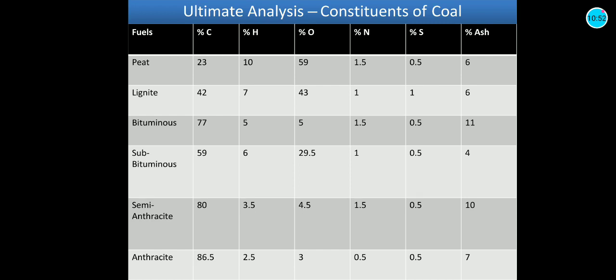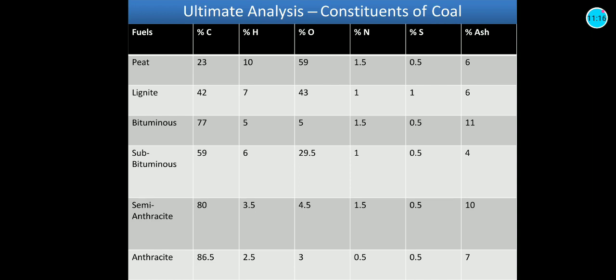is 6. Same as lignite, the percentage of carbon, hydrogen, and oxygen is 42, 7, and 43. Percentage of nitrogen and percentage of sulfur are also the same. In lignite it is 1, and percentage of ash content is also 6.